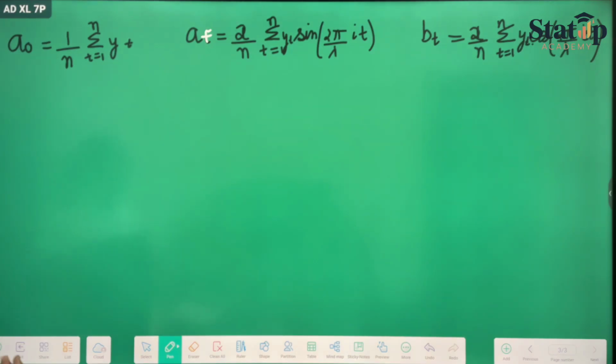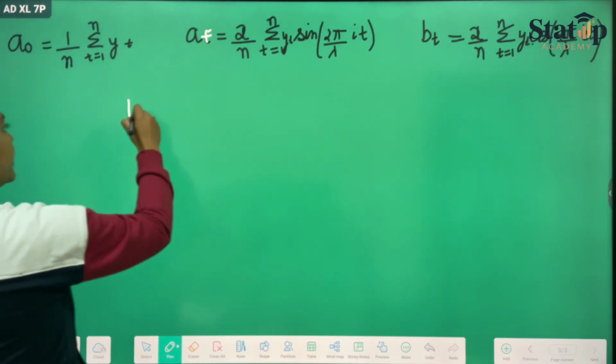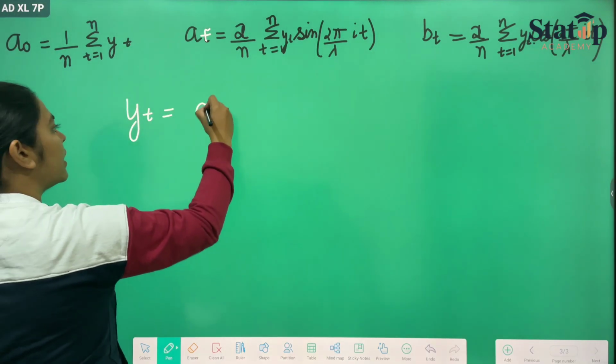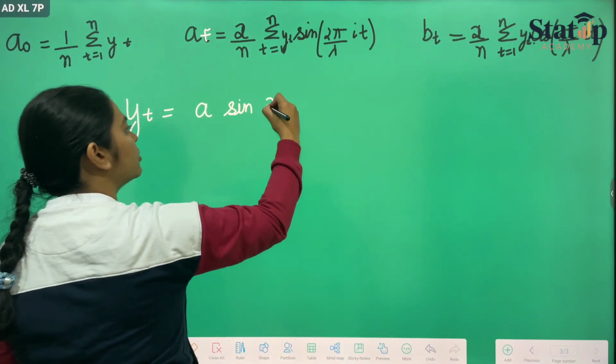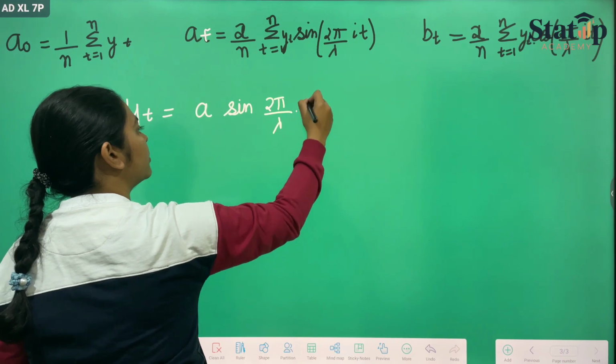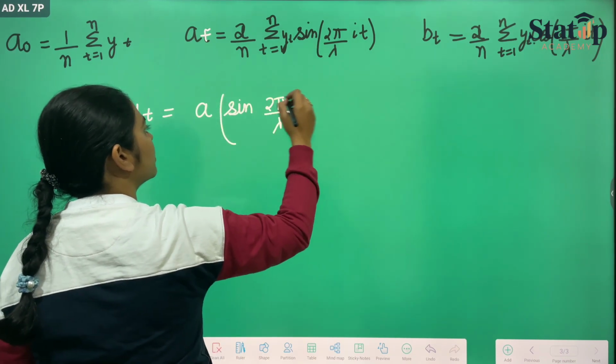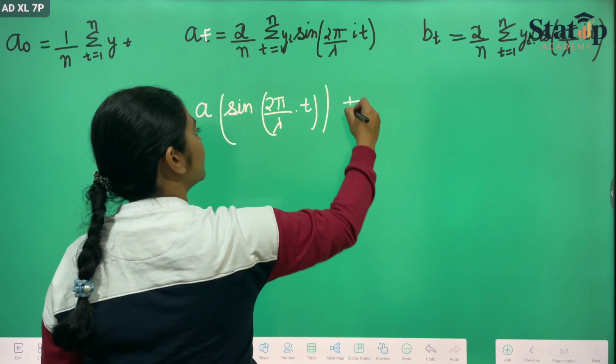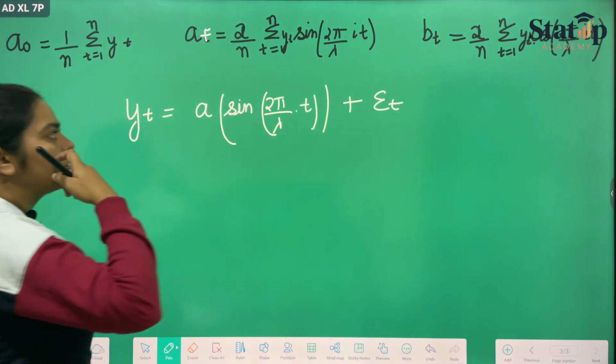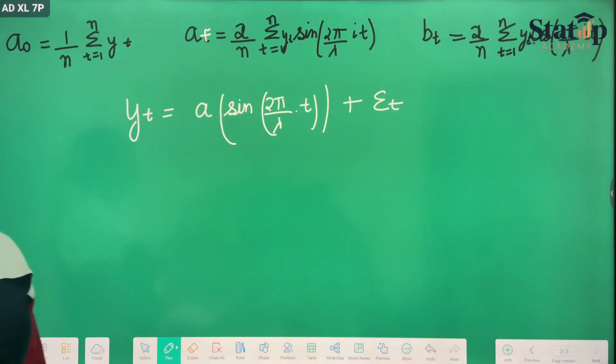So let us consider a time series where trend and seasonal components have been eliminated, and we are only left with the cyclical and random component. So Yt can be written as a sine 2 pi by lambda into t plus epsilon t. Yt can be written as a function of only the cyclical component and the random component like this.